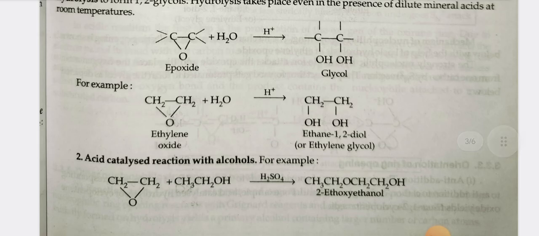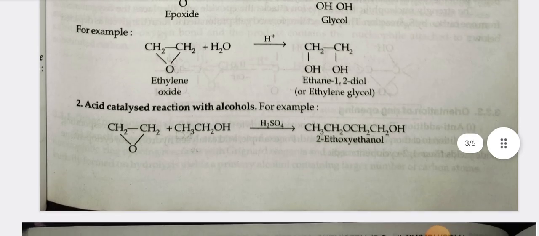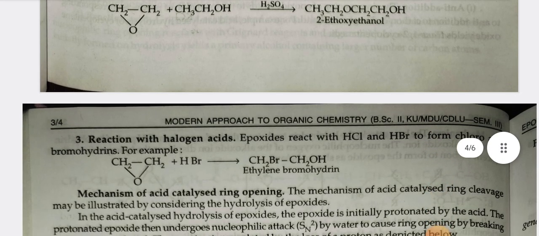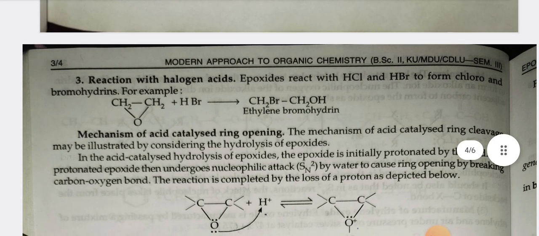Second, acid catalyzed reaction with alcohols. For example, CH2OCH2 plus CH3CH2OH in the presence of H2SO4 will give CH3CH2OCH2CH2OH, which is 2-ethoxyethanol. Third, reaction with halogen acids.